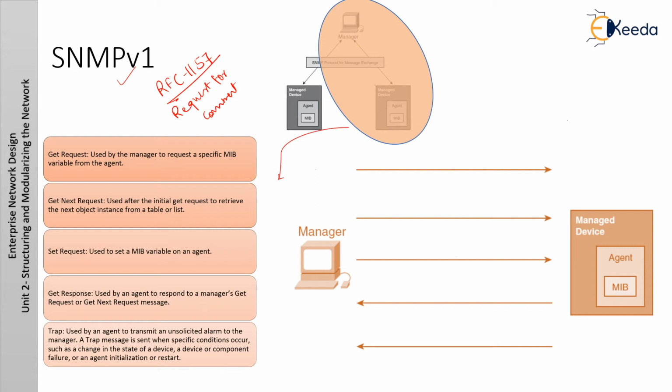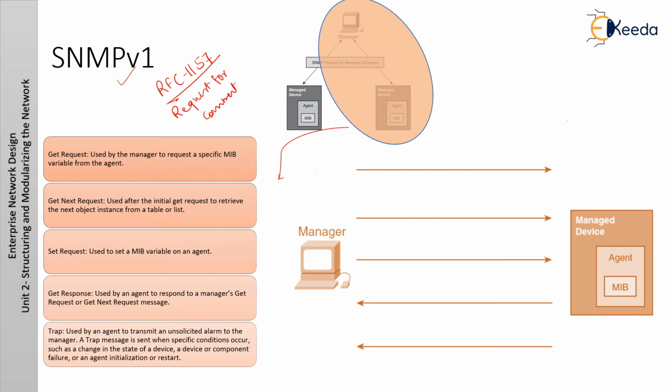The protocol's simplicity is apparent from the set of operations that are available. It is shown in this figure, which shows communication between the manager and the managed device, the agent and the MIB. So how does this happen? Let us see one by one.